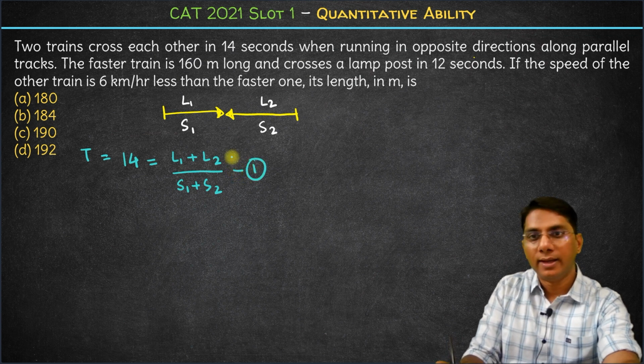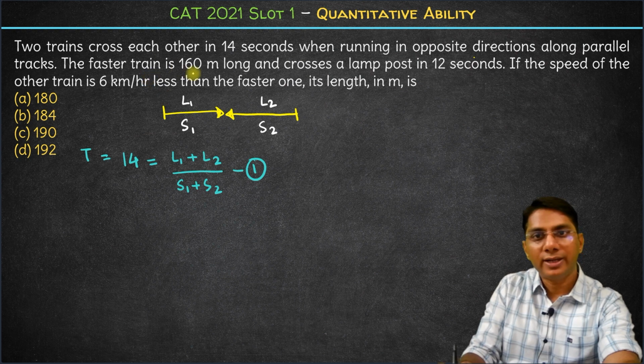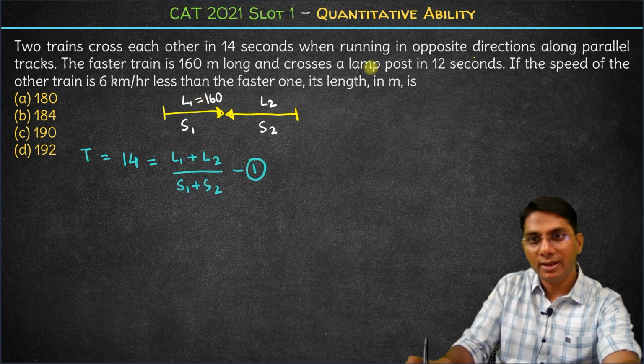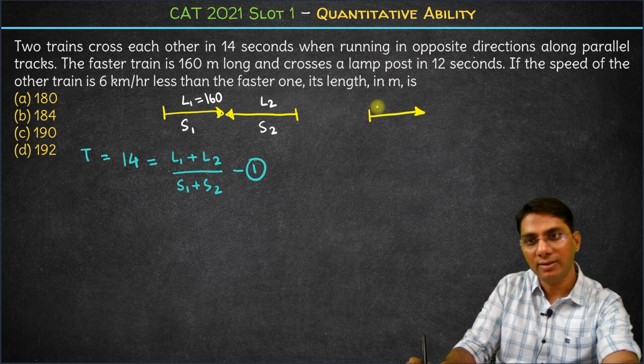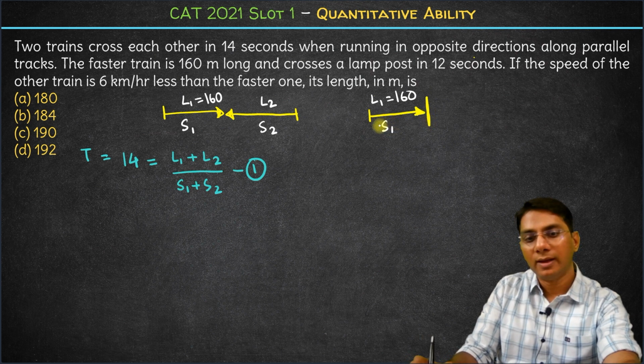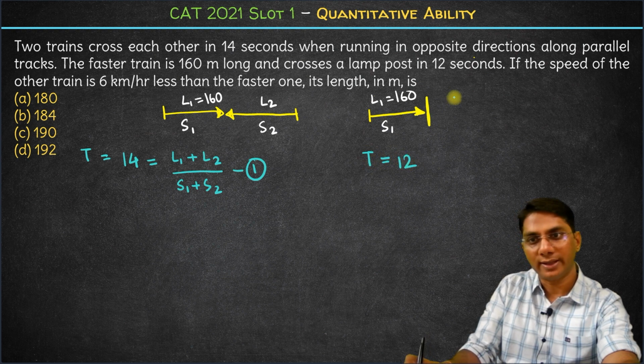Next you have the faster train is 160 meter long. So let's say this is the faster train L1 and this is equal to 160 meter long. So the faster train crosses the lamp post in 12 seconds. So the faster train L1, which is 160 meter long, crosses a lamp post. So let's say this is a lamp post and this train is running at a speed of S1. Now time taken for this train to cross the lamp post is given as 12 seconds.